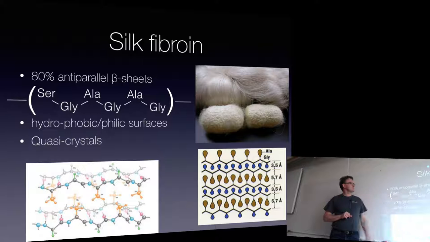All these glycines also mean that it's a super flexible structure, right? And that's one of the things that gives you these extremely soft properties of silk.